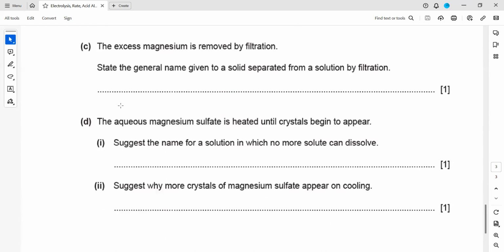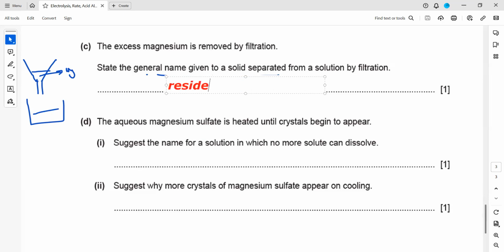Excess magnesium is removed by filtration. State the name given to a solid separated from a solution. The name given to a solid which is separated from a solution by filtration, because excess magnesium is left on the filter paper. What do we call this excess magnesium? We call that a residue.